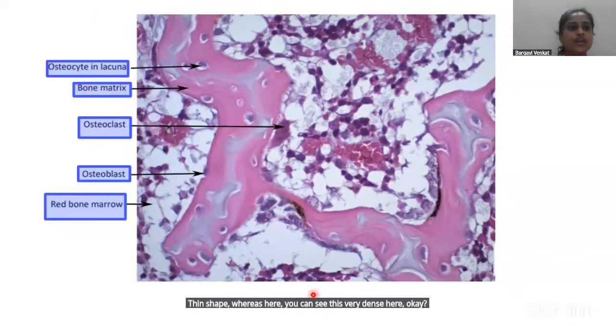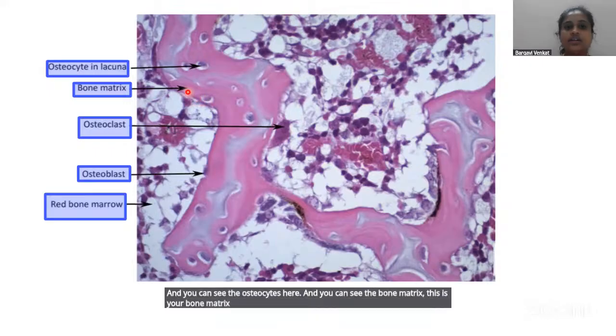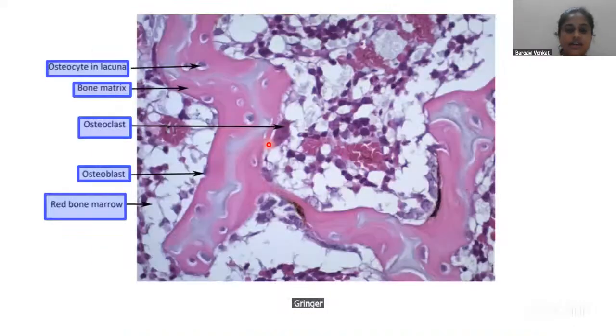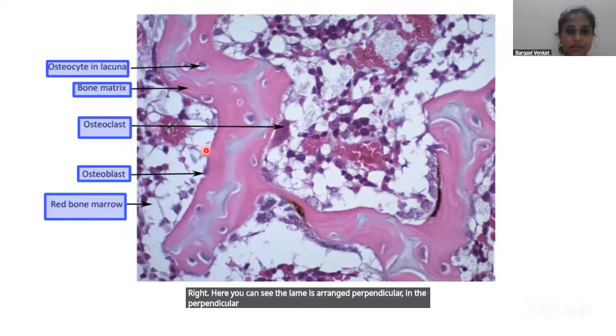Okay. And you can see the osteocytes here, and you can see the bone matrix. This is your bone matrix. The lamellae are not arranged in concentric rings here, whereas here you can see the lamellae are arranged in concentric rings, right? Here you can see the lamellae are arranged in a perpendicular manner to the trabeculae.